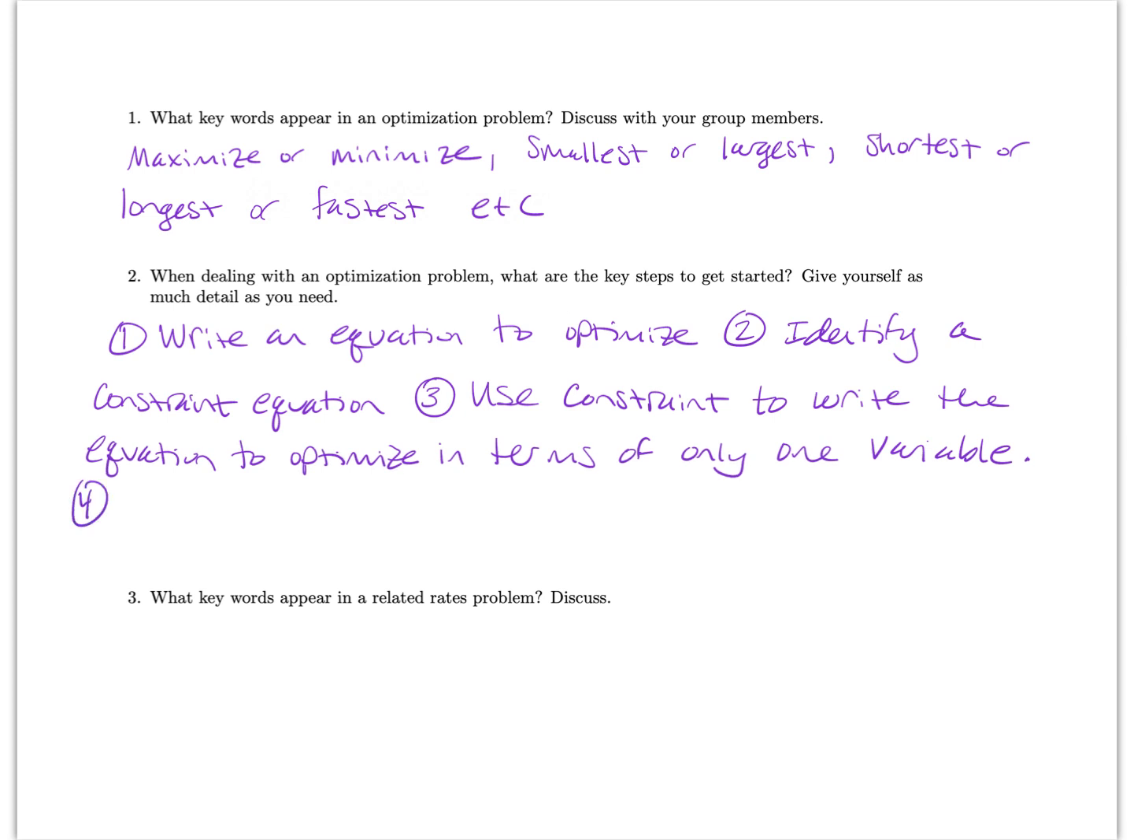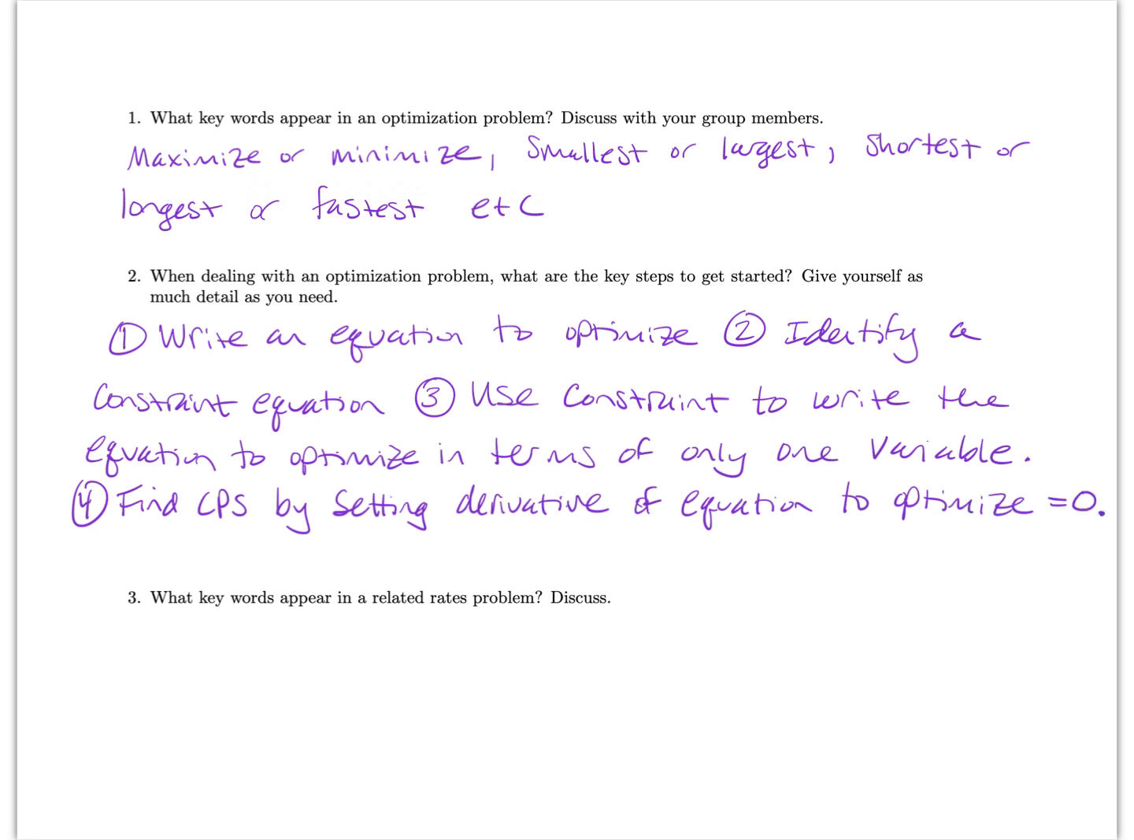Then you take the derivative of the equation to optimize and set it equal to 0 to solve for critical points. So find critical points by setting the derivative of the equation to optimize equal to 0. And then last, determine if any critical points or endpoints of the domain are maxes or mins.